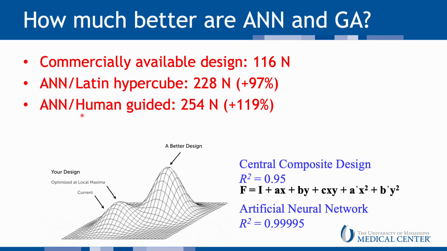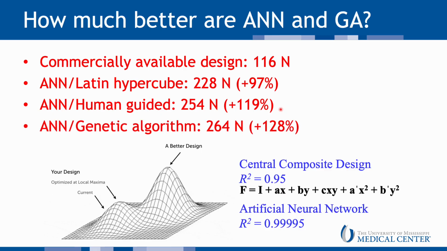Using a human to come in and interact with the artificial neural network and suggest solutions where the human thought the highest performance might be gets an even higher endurance limit, even better design. But asking the genetic algorithm to drive the neural network towards the best possible design that it can find results in a much better design than any of the other methods, and this represents a 128% increase in endurance limit.